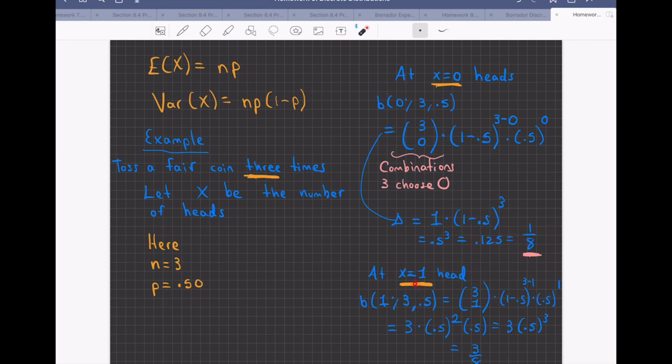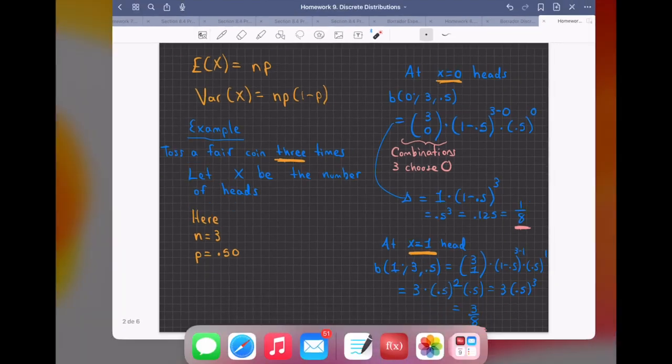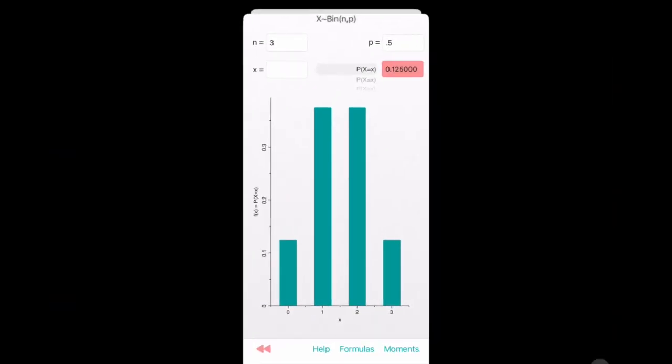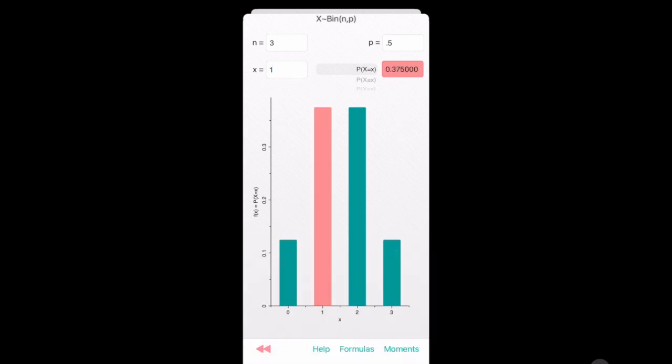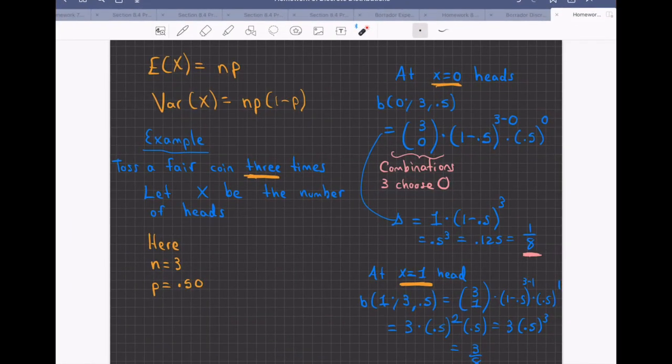You can verify this for x equal to 1 as well. Only replace the x by 1. And then done, 0.375. 0.375 is this, 3 over 8. So if you want to use this application, I recommend to do it. Just be sure that for the examples we're going to be seeing here, you identify the parameters. In this case, they were 3 and 0.5.